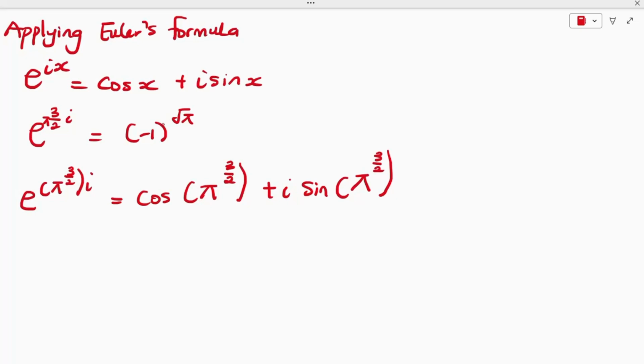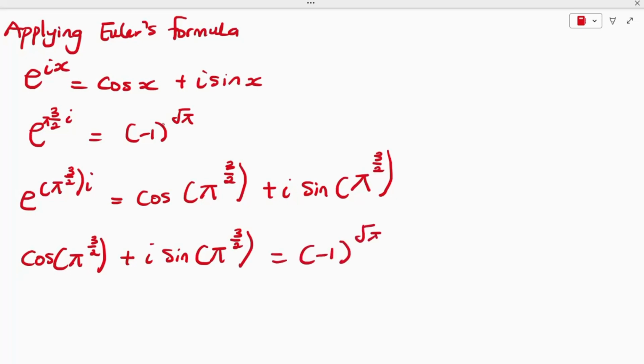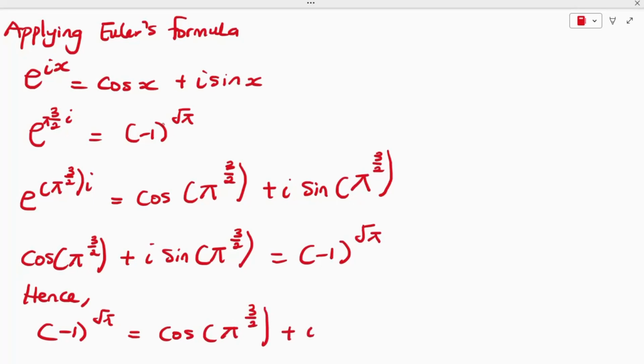So applying this, we have that cos of pi into 3 over 2 plus i sine of pi into 3 over 2 is equal to (-1) raised to the root of pi. Okay, so therefore, we have that (-1) raised to the root of pi is equal to cos of pi into 3 over 2 plus i sine of pi into 3 over 2. So this becomes the value of the question right here.